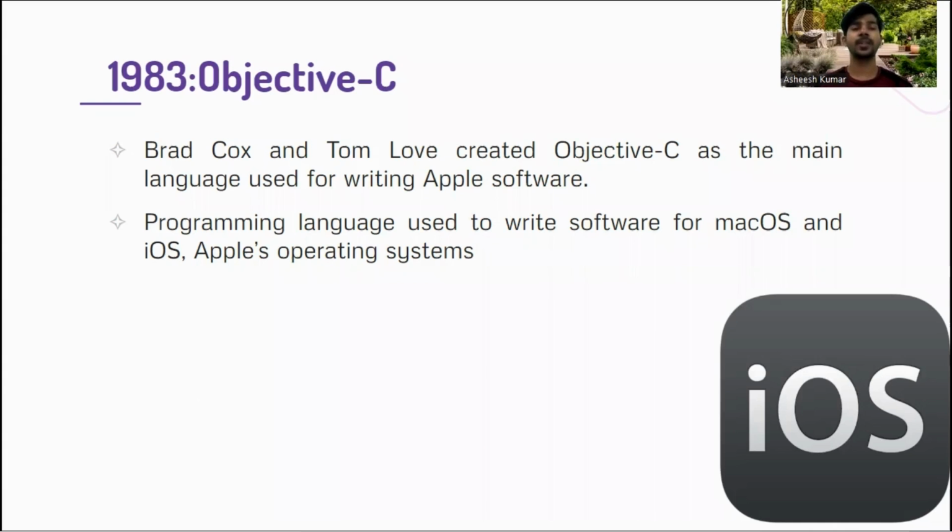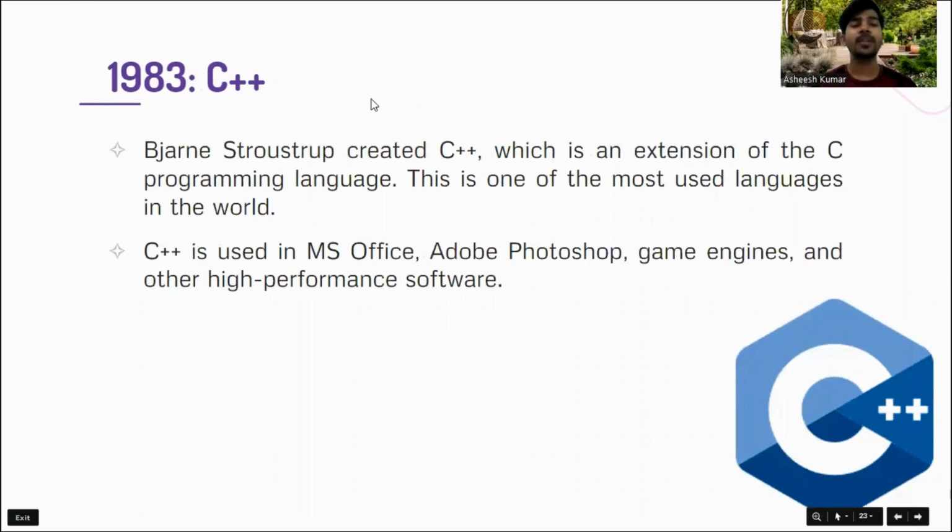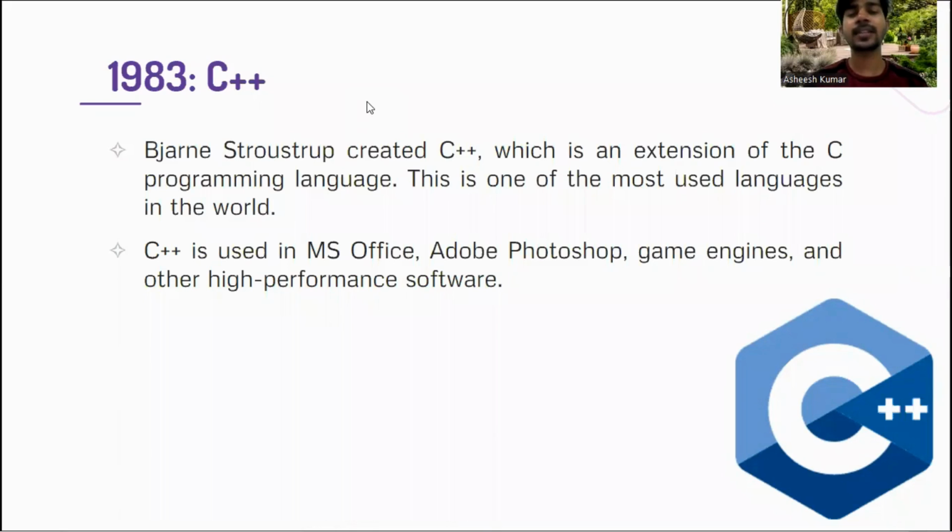After Objective-C, the next one is C++. C++ was introduced in 1983. Bjarne Stroustrup created C++, which is an extension of the C programming language. This is one of the most used languages in the world. C++ is used in MS Office, Adobe Photoshop, game engines, and other high-performance software. C is known as a structured programming language, while C++ is an object-oriented programming language.